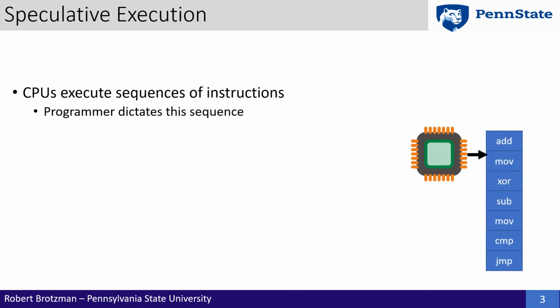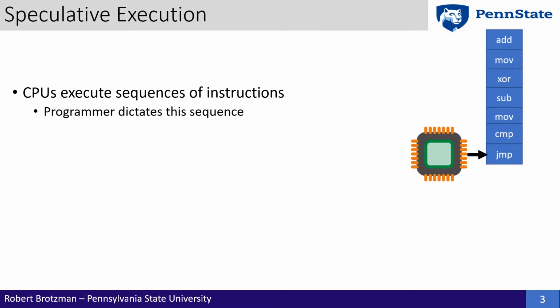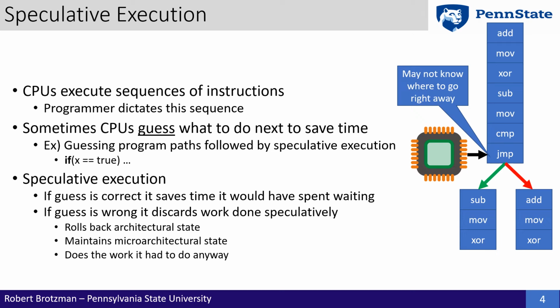Now that we have a high-level understanding of how side channels work, now we'll take a look at how speculative execution works. We first need to understand that CPUs execute sequences of instructions, and the sequence of instructions is going to be dictated by the programmer. Sometimes the CPU will guess what to do next in order to save time. So for example, when it encounters a jump instruction, it may not immediately know which path needs to be taken for multiple reasons. When it does this, we call this speculative execution.